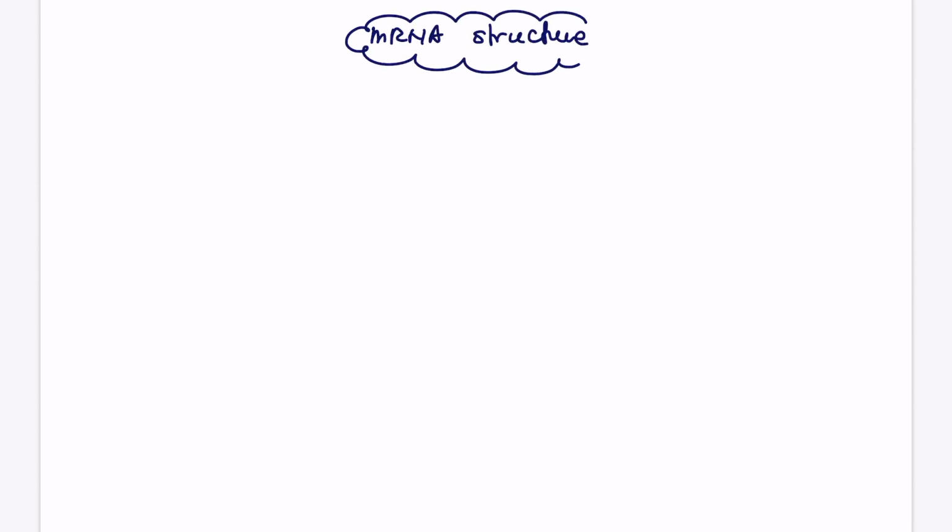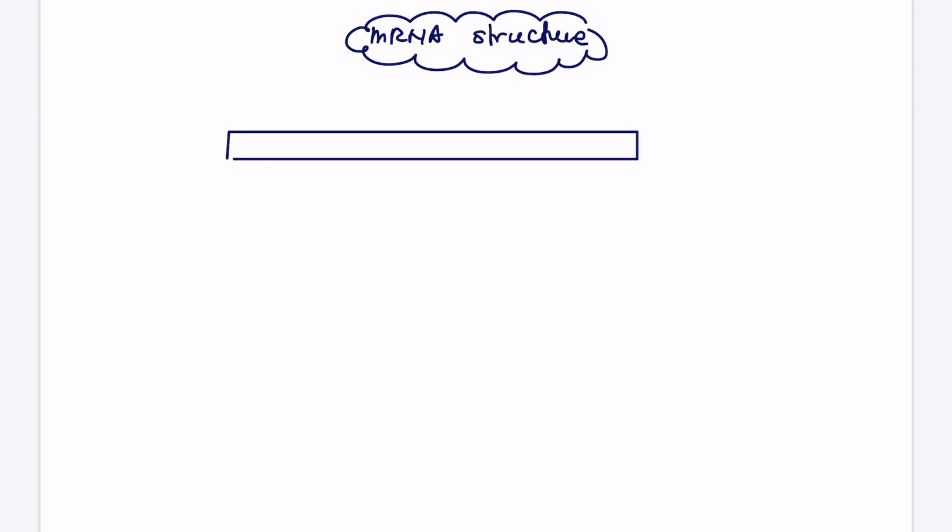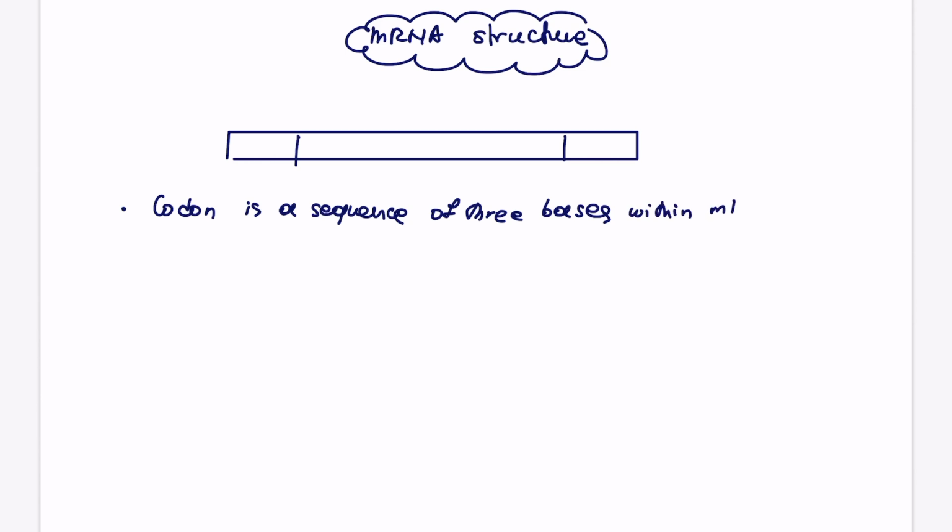about translation. But before we can discuss translation as an overall process, we need to look at the structure of mRNA first. So I want you to draw it as this rectangle. Remember, it's still single-stranded, but it's just easier to represent it this way. So remember, guys, that mRNA is made of many codons. And a codon is a sequence of 3 bases within mRNA, which code for a single amino acid. So 3 bases code for 1 amino acid.